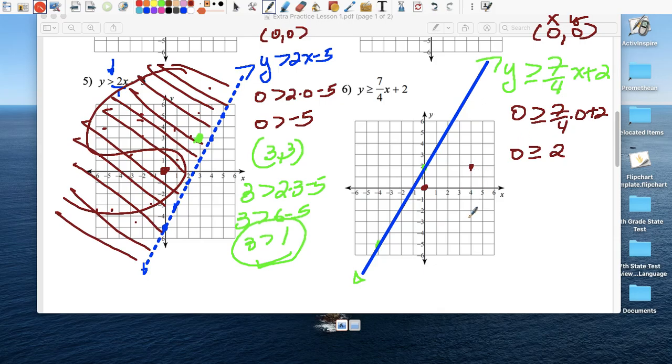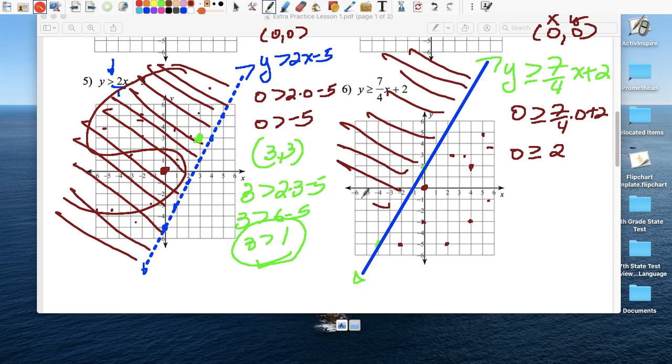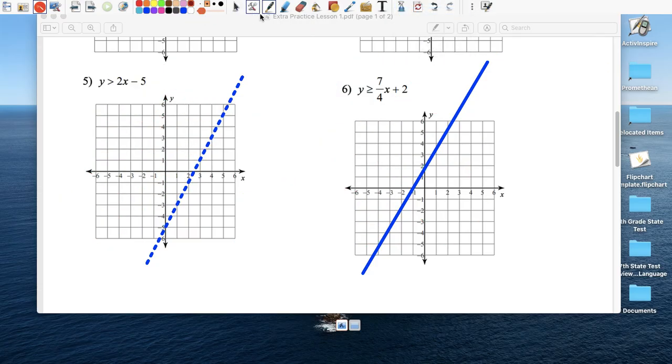So guess what? This point's going to fail, this point's going to fail, this point's going to fail. And any point on this side or under the line is going to fail. So we don't want that. We want points on this side. And that's our solution. So any point on this side of the line, including points on the line, would make that inequality true. All right, so that was it.